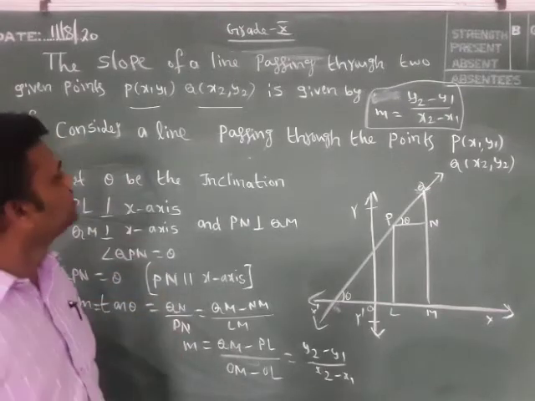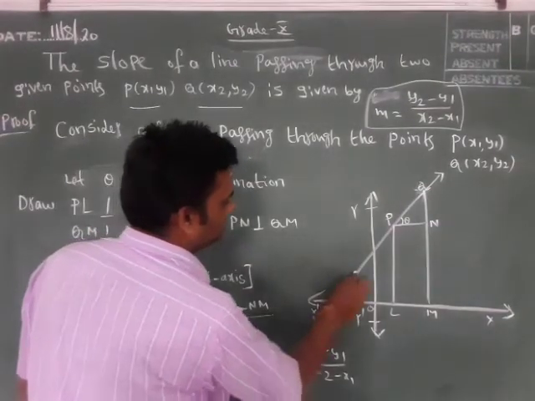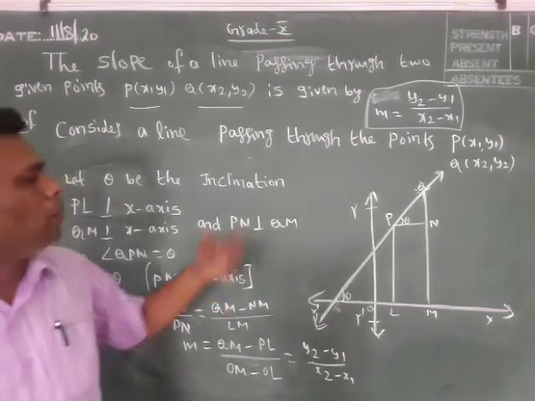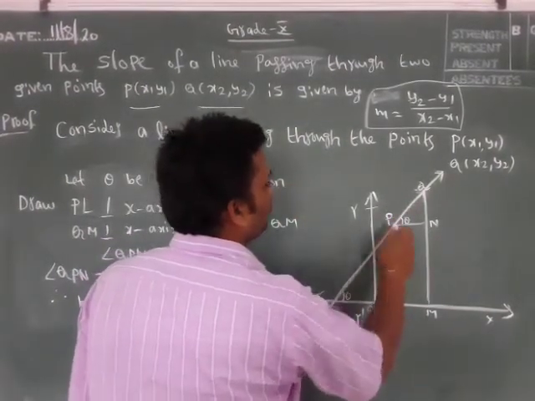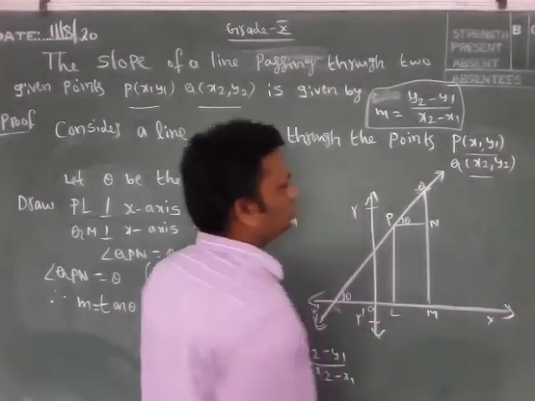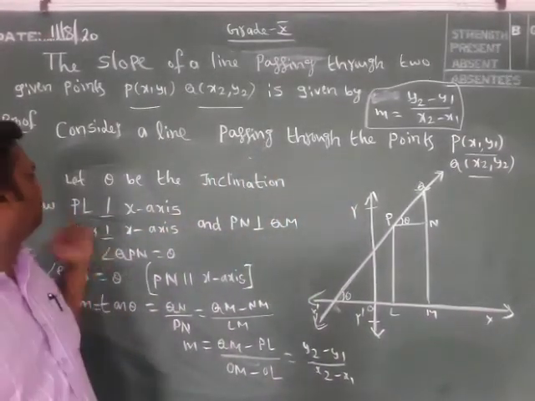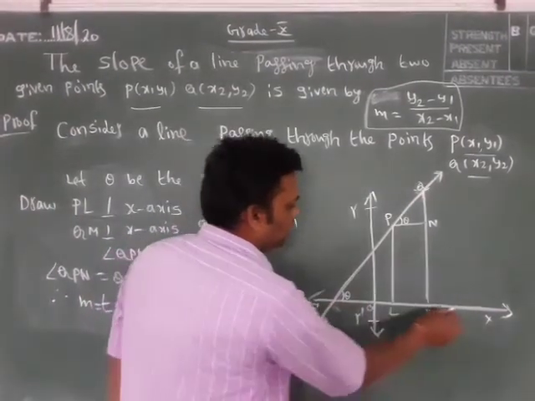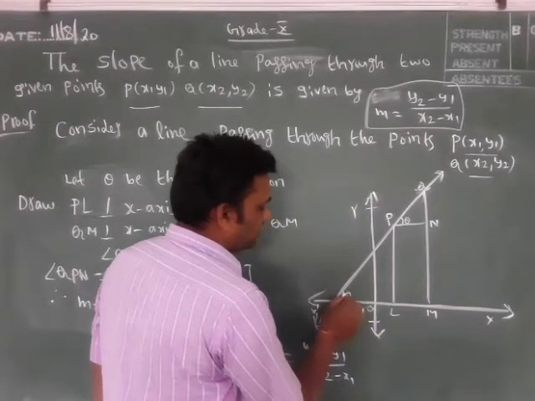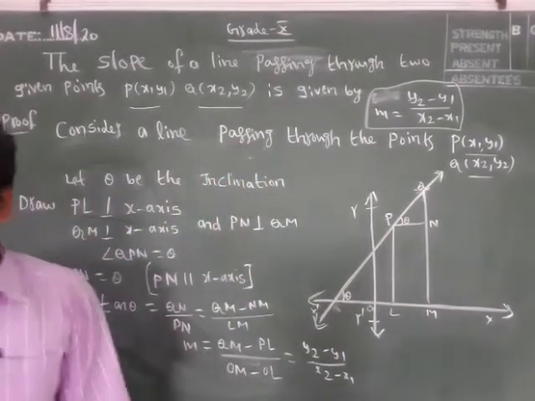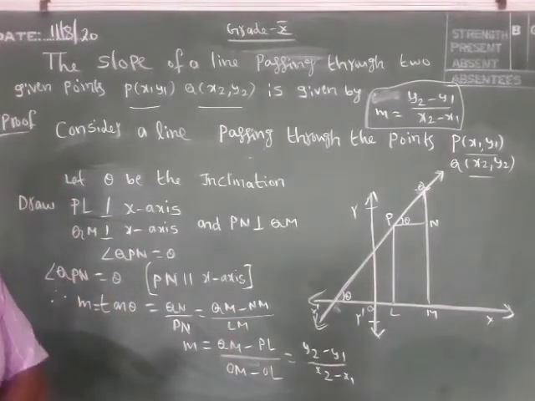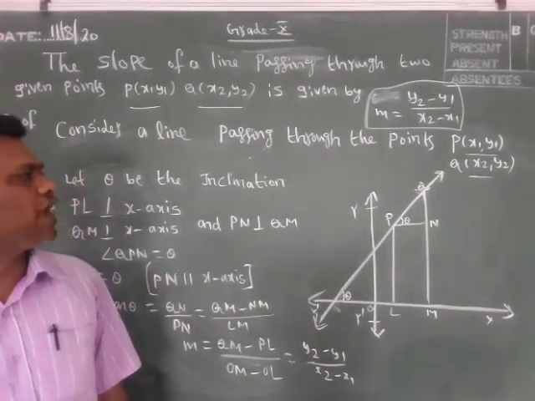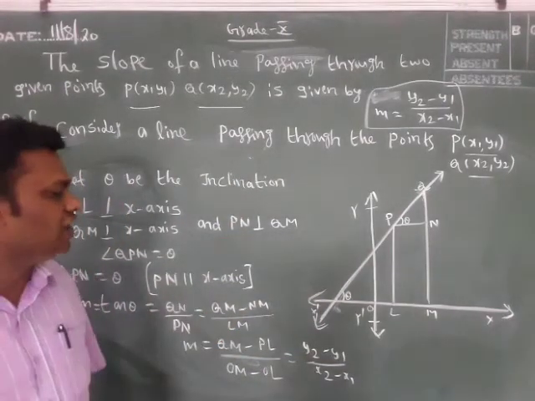Now consider a line passing through P and Q, where P is (x1, y1) and Q is (x2, y2). Let theta be the inclination, the angle the line makes with the positive direction of the x-axis, measured anti-clockwise.